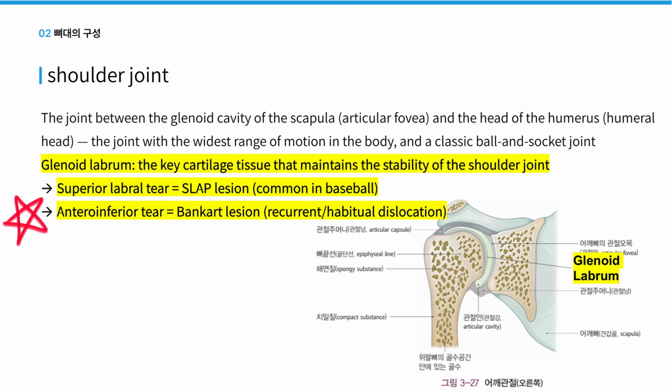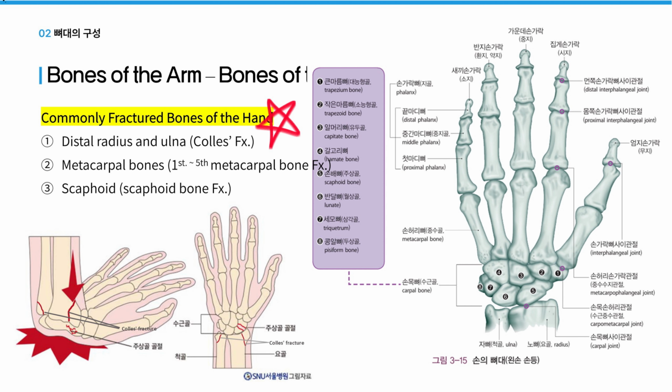These will come up in your exams, and you'll see them constantly in orthopedic charts. Let's turn to the bones of the hand that fracture most easily. First, the distal end of the radius and ulna.